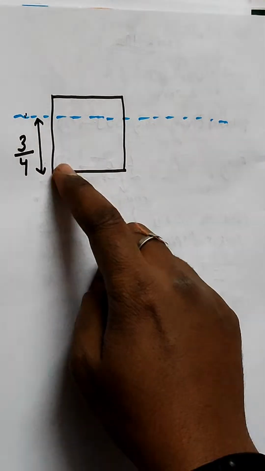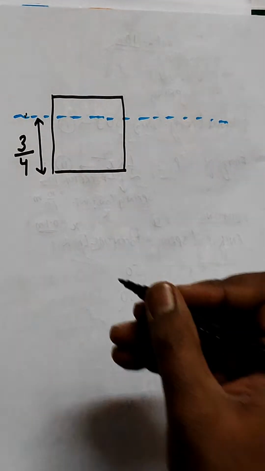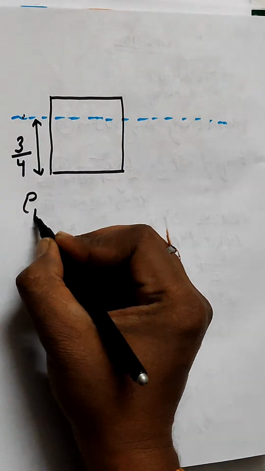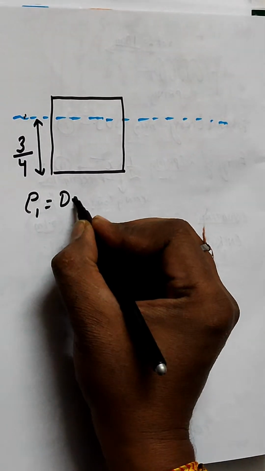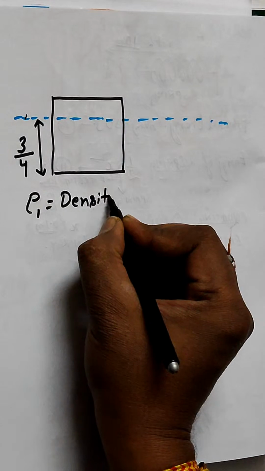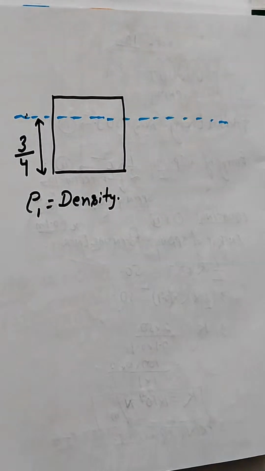So a block of material has a density rho 1. So the density of this block is given as rho 1. Rho 1 is the density, right?